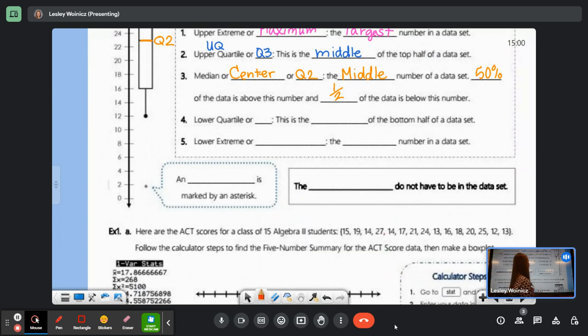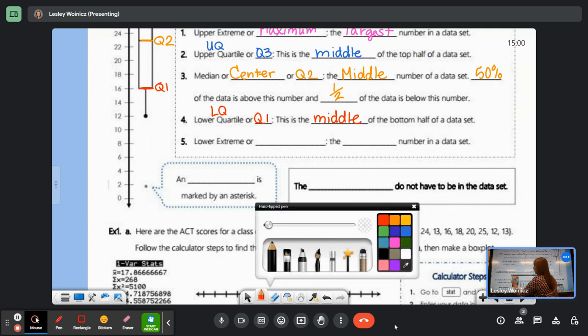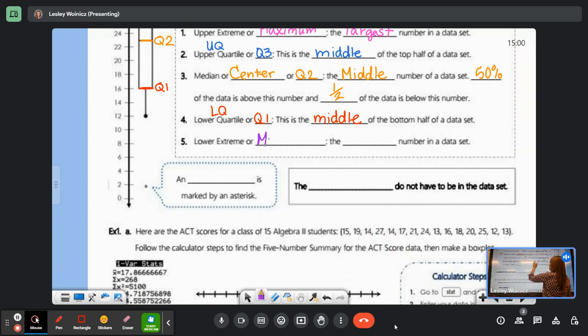The lower quartile, LQ or quartile 1, those are the same. This is the middle of the bottom half of our data. Last number in the 5-number summary is our lower extreme or minimum. This, of course, is the smallest number in the data set.